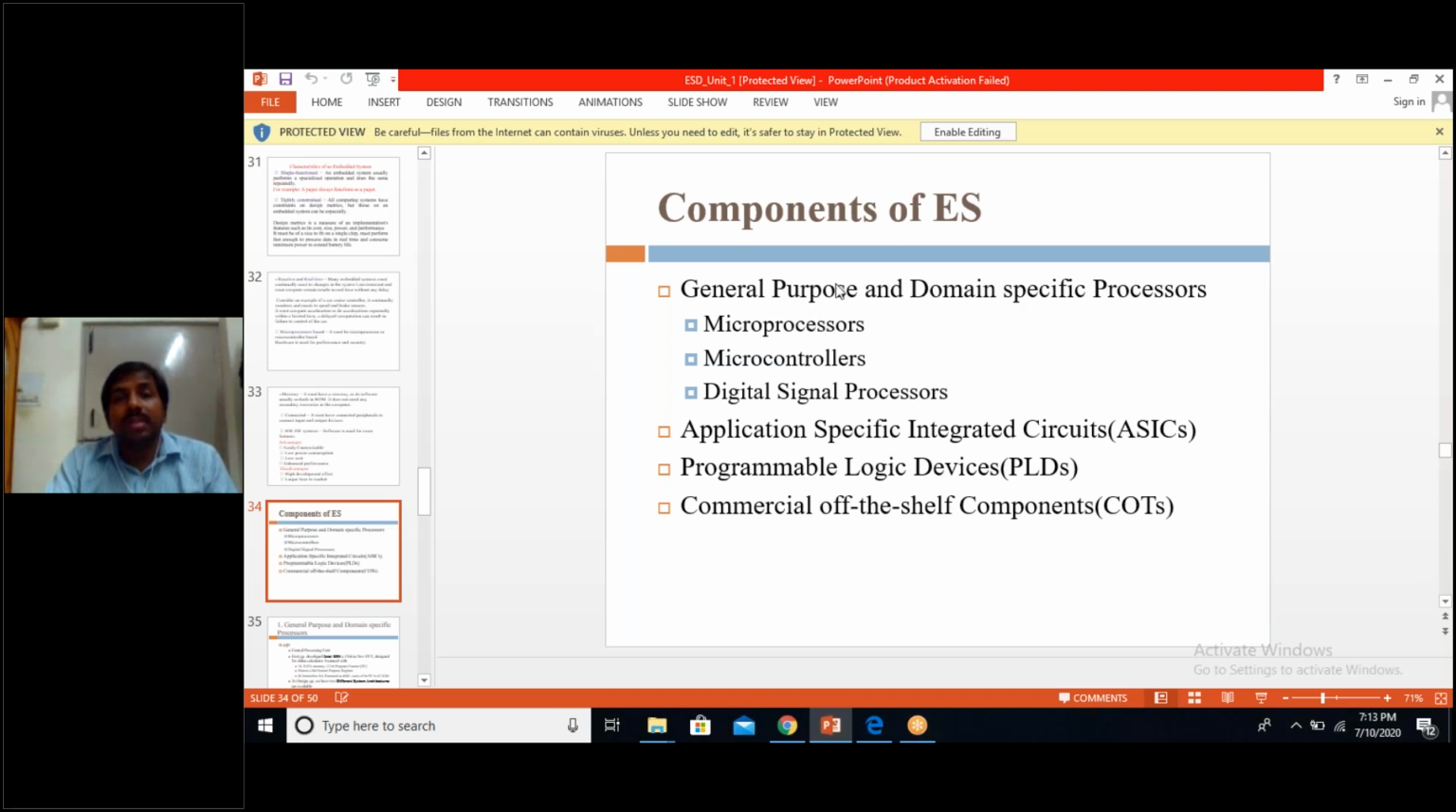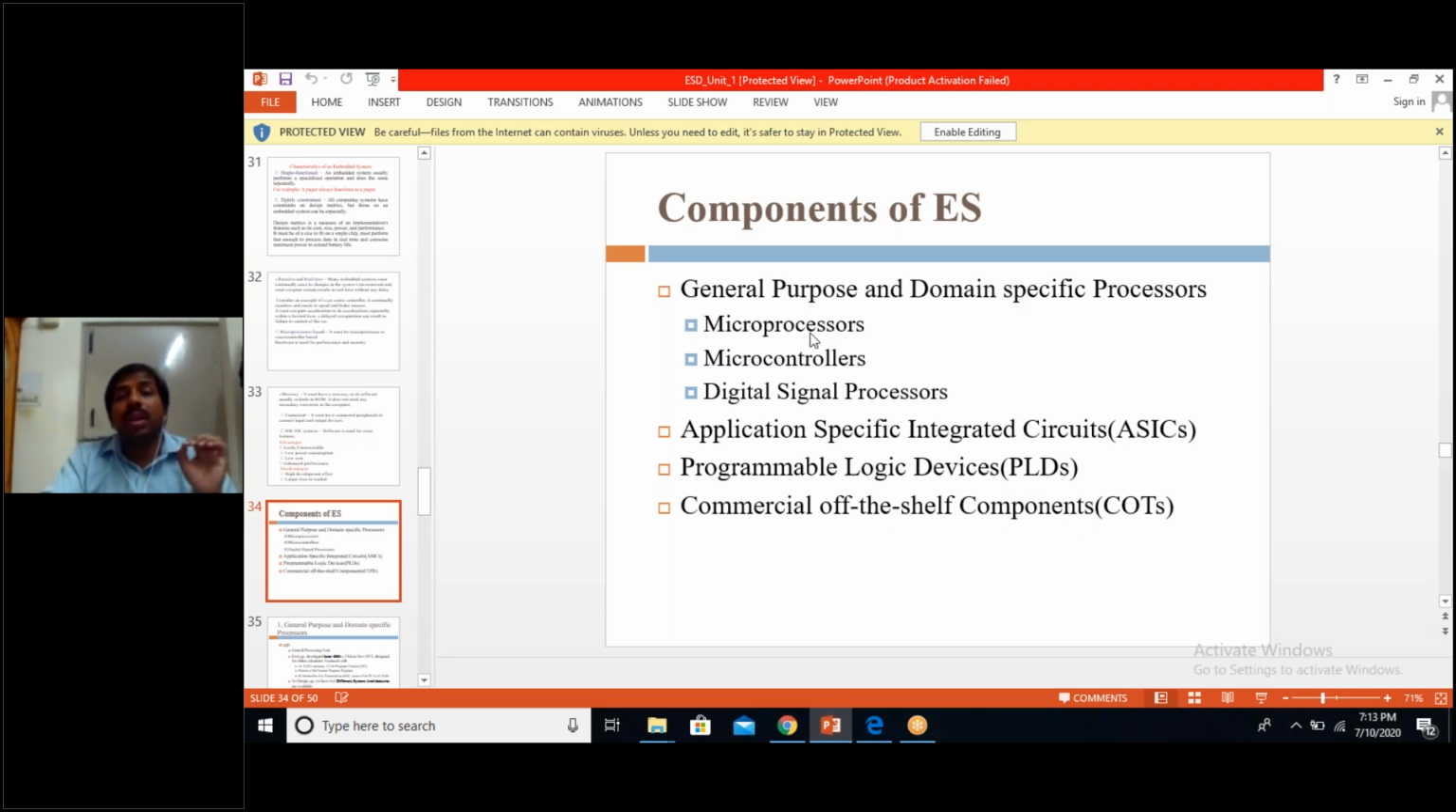The processor can be general purpose or domain specific. You can use a processor, a microcontroller, a DSP, an ASIC called application specific IC, a programmable logic device, or a commercial off the shelf component.